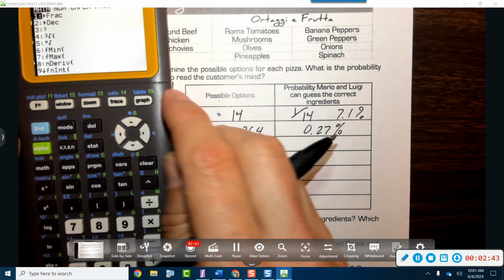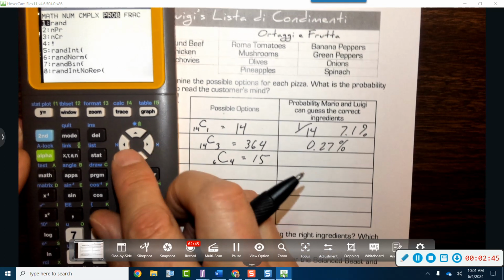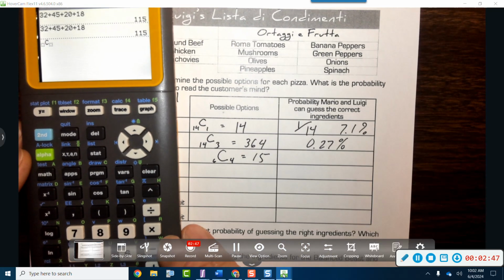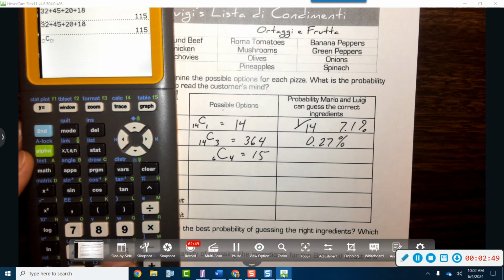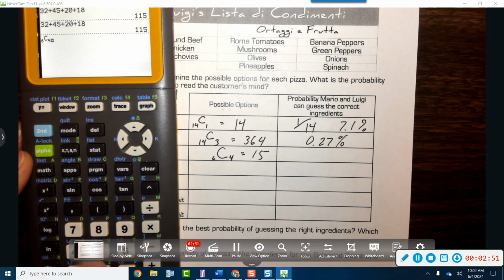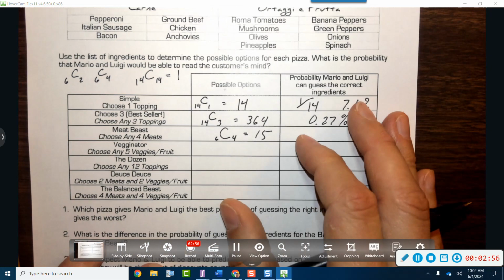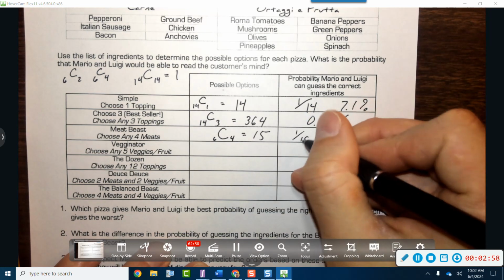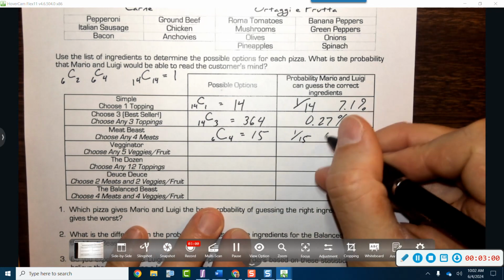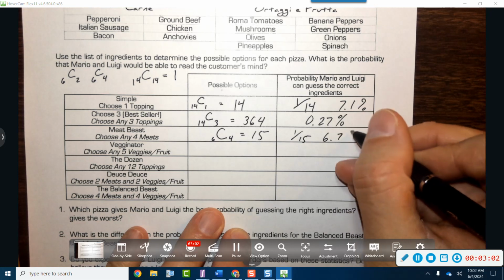Go to the math button, push over to probability, and we're going to go here. Remember, this is because order does not count. There it is, 15. So that's 1 out of 15, and that would be 6.7%.